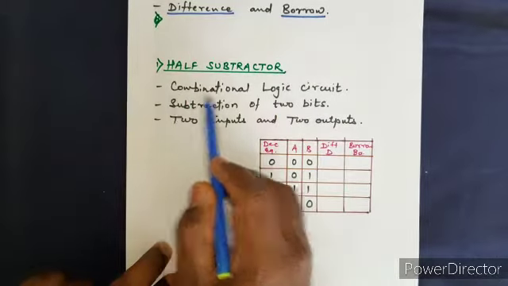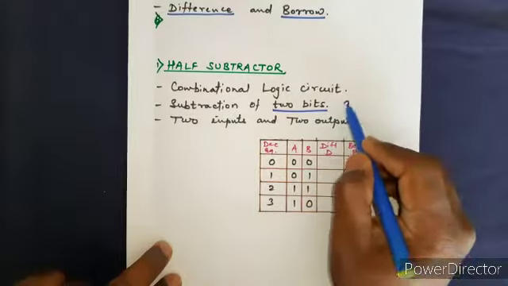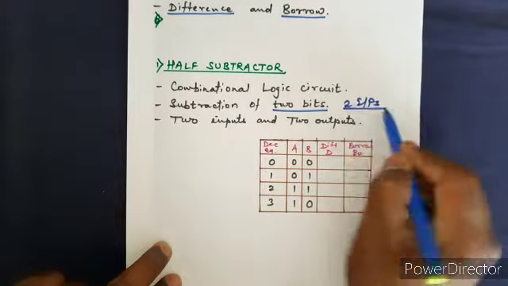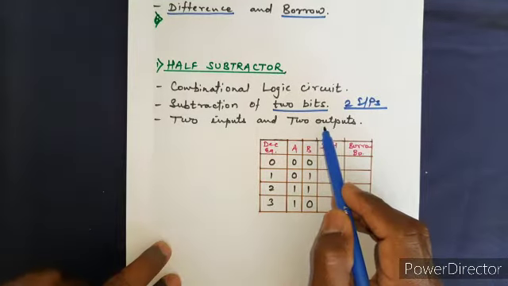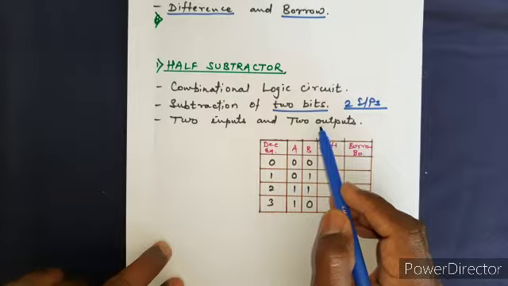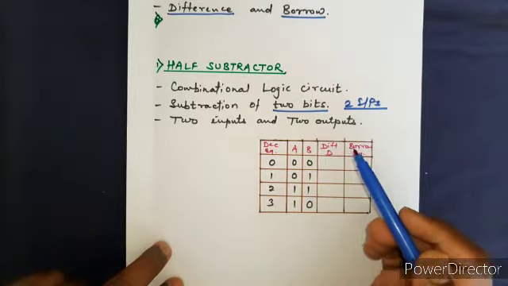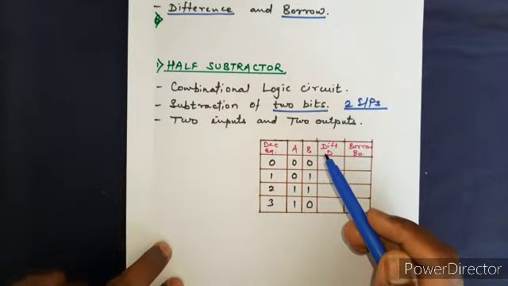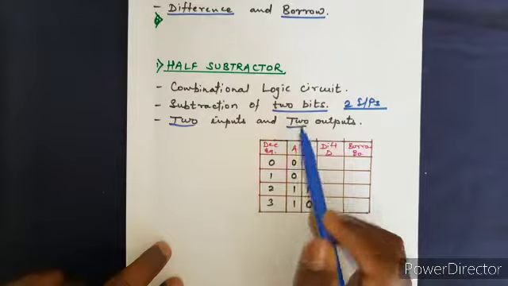Again, it's a combinational logic circuit for subtraction of 2 bits. As I said, this has 2 inputs and 2 outputs. In an MCQ type of question, you may get this question: how many inputs and how many outputs does a half subtractor have? The half subtractor has 2 inputs and 2 outputs.